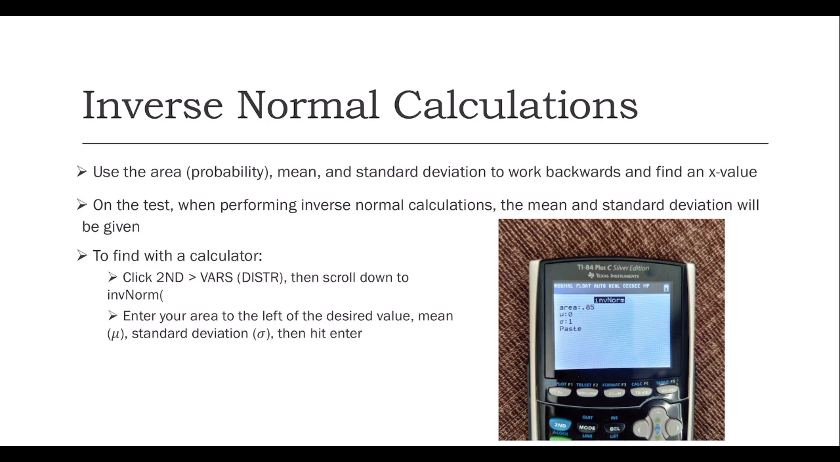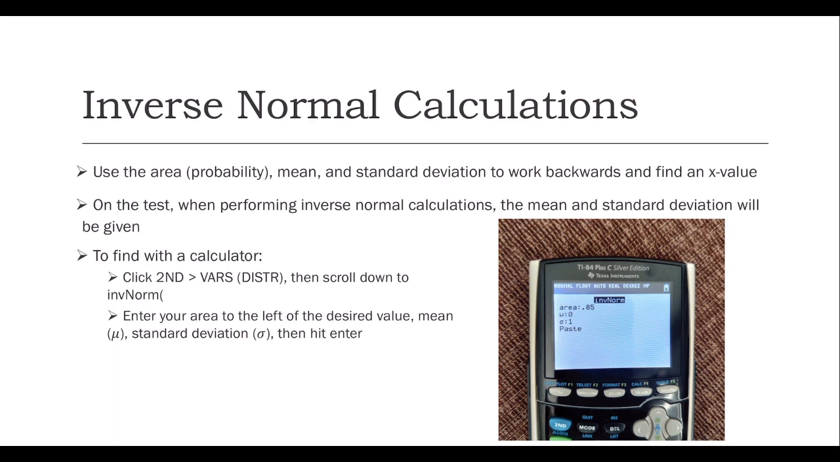Next, we have inverse normal calculations. So to do this, you would use the area or probability, the mean and standard deviation to work backwards and find an x value. On the test, when you're performing inverse normal calculations, the mean and standard deviation will be given. So to find this with a calculator, you would do second vars, which is distribution, and then scroll down to INVNORM, so inverse normal.